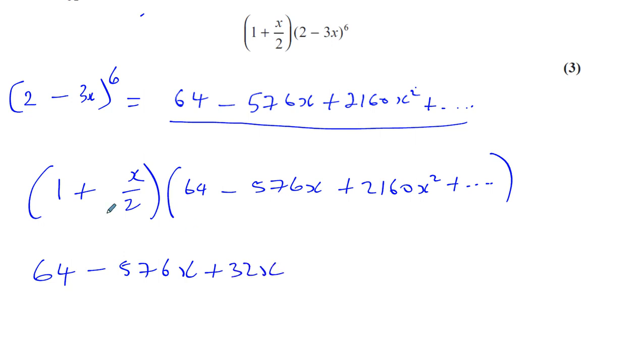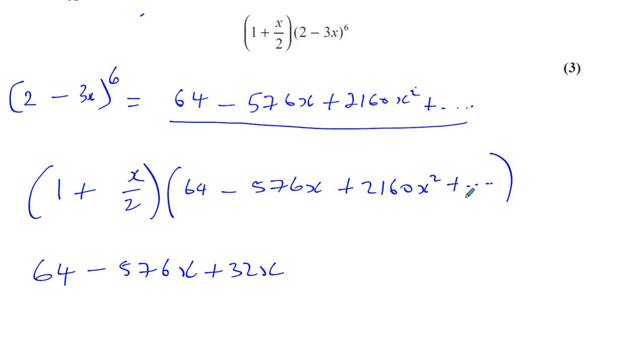I'm just dealing with the x terms first, right? So the constant will be 1 times 64. The x term will be 1 times minus 576x, and also x over 2 times 64. That will also give me an x term, which I can then combine afterwards. Then we've got to think about the x squared. There will be no other x terms, right? Because everything else will be x times x, or x squared. So the next term will be the x squared terms.